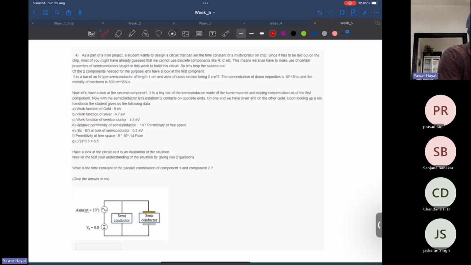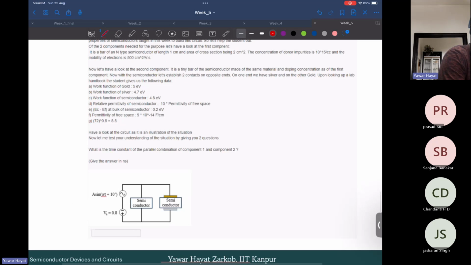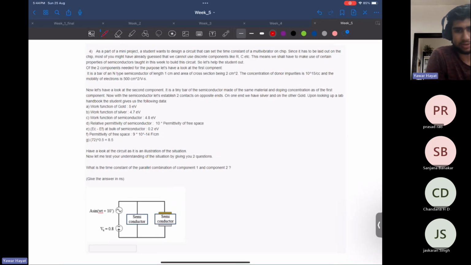So we are given the following. Let me use a different page. Let me first read this out because nobody said that we read it, so I'll do that myself. As part of a mini project, a student wants to design a circuit that can set the time constant of a multi-vibrator on a chip.